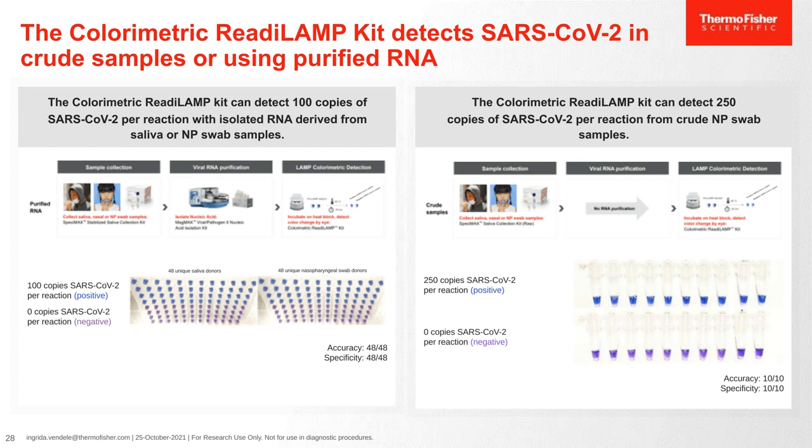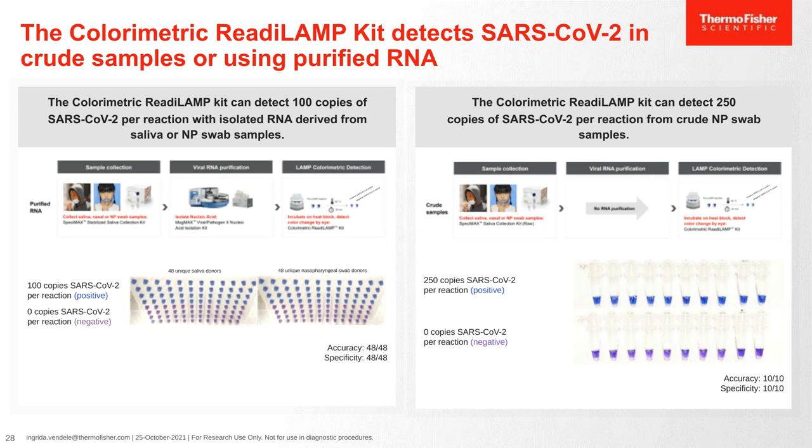Let's look at some of the SARS-CoV-2 detection data with a colorimetric ReadiLAMP kit. For RNA samples, these are shown on the left, the complete workflow, including RNA isolation, was used. 96 saliva and 96 MP samples were processed, where half of each sample type contained the SARS-CoV-2 virus.